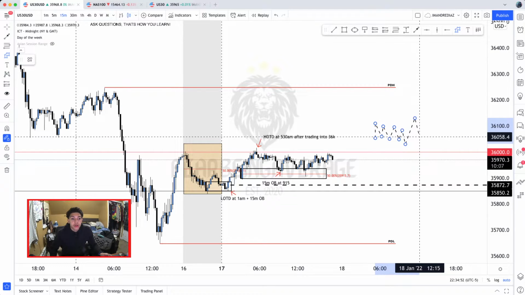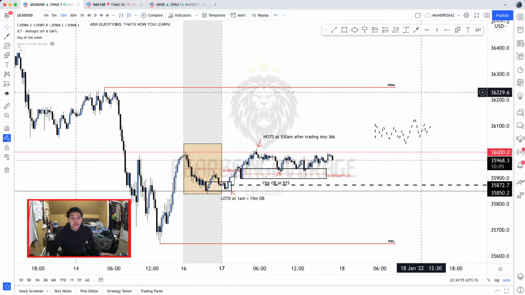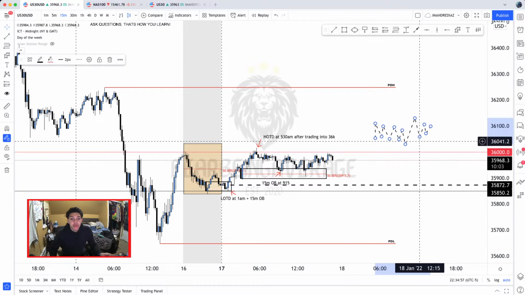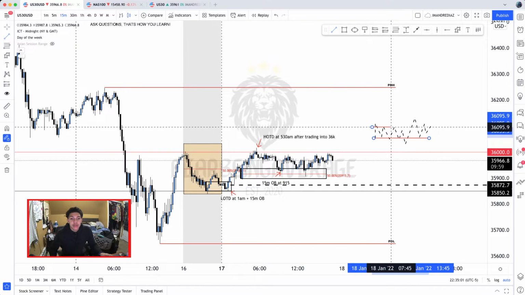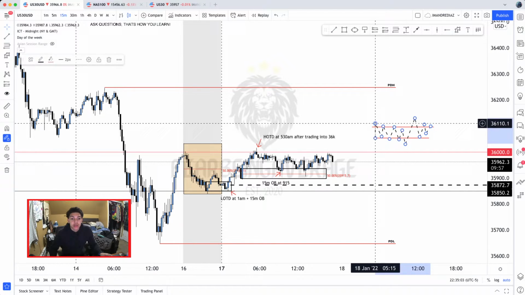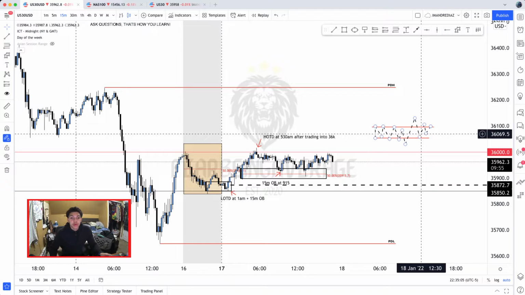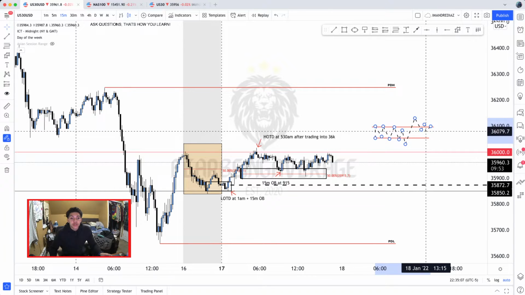And then overall, again, price continued to range. So not much really happened. Today was a very simple day. This is a good example of why I personally don't always trade holidays. Today was an exception because I did see the trade opportunity and I did take it. But overall, you can see nothing much really happened.